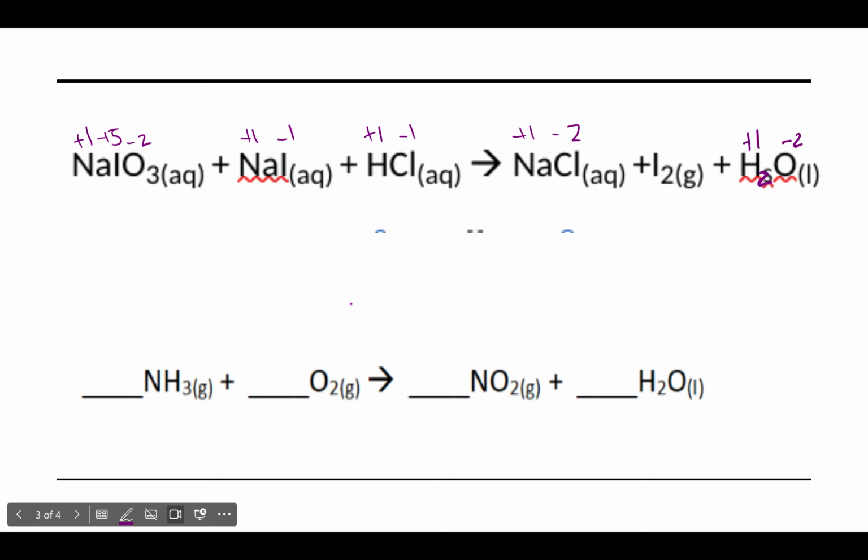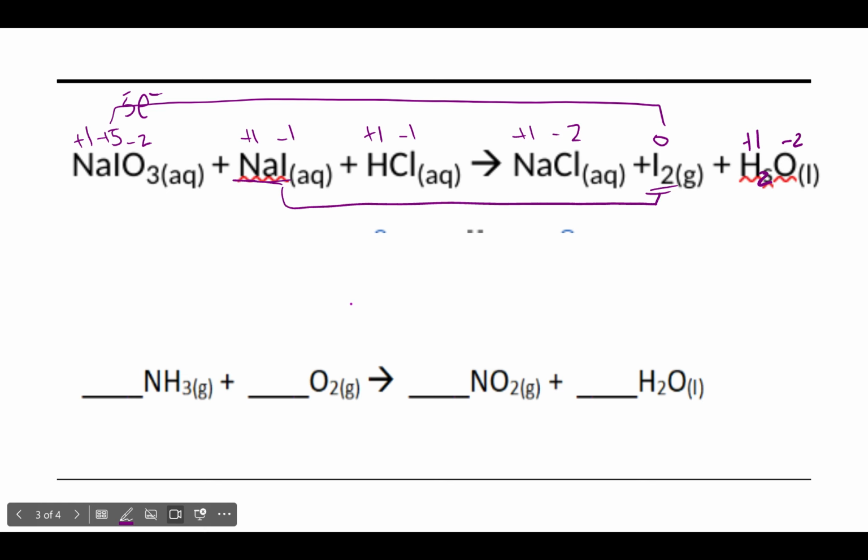And then that reminder, atoms or compounds alone have an oxidation number of 0. So we have that. We want to see what's changing. So we have iodine going from +5 to 0. That's a gain of 5 electrons. You also have iodine from NaI going from -1 to 0. So that is also an exchange. This time we're losing 1 electron.